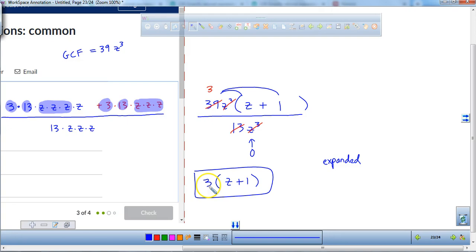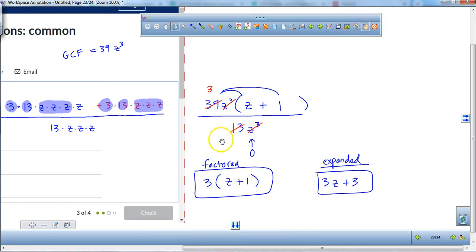So the other answer I could put in the Khan Academy, and sometimes you have to because it'll say, write it in expanded form, it'll be 3z plus 3. And that's what it'll be in expanded form. But right now it didn't ask for expanded form, so I can actually write it in factored form. This is called factored form. And it'll still work.